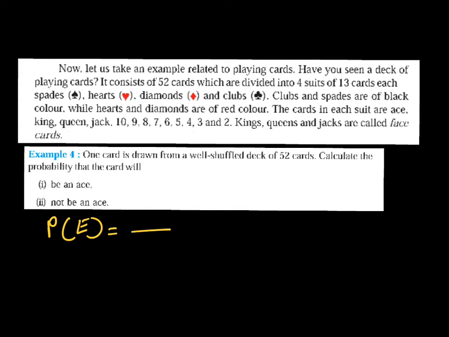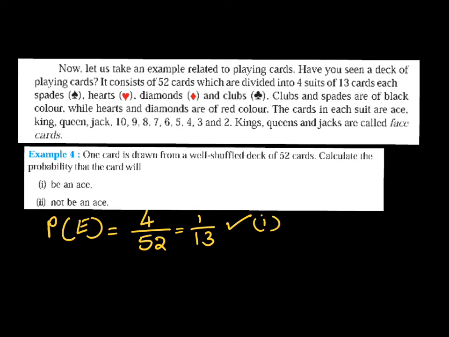So total how many cards are there? 52 cards. How many ace cards are there? There are 4 ace cards. So that is the outcome we will get. So 4 over 52. Can we simplify that? It's going to be 1 over 13. So this is the answer for the first part of the question.